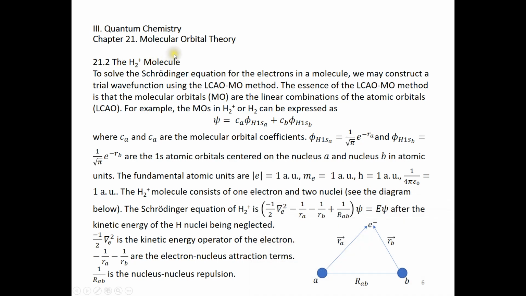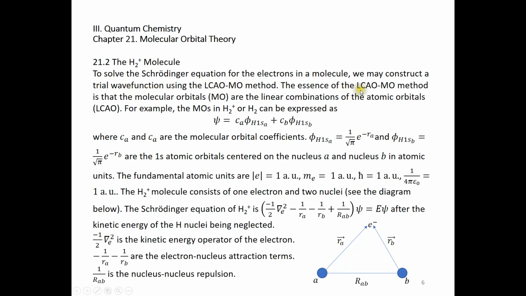Chapter 21, Molecular Orbital Theory. Section 21.2, the H2 plus molecule. To solve the Schrödinger equation for the electrons in a molecule, we may construct a trial wave function using the LCAO-MO method and then minimize the trial energy.